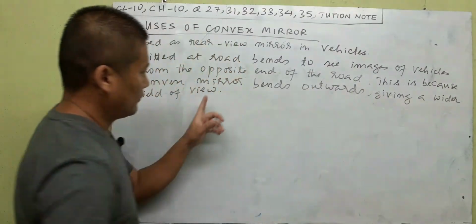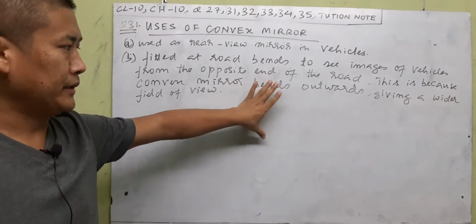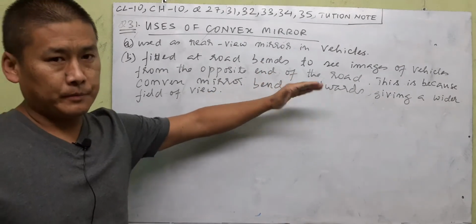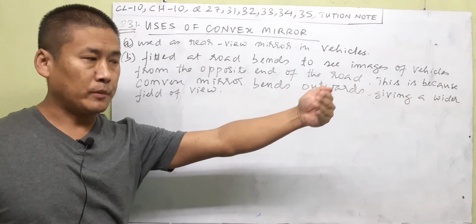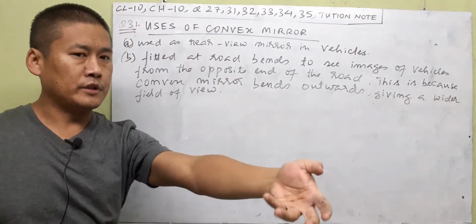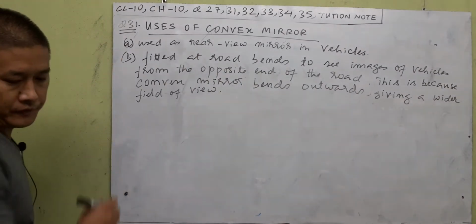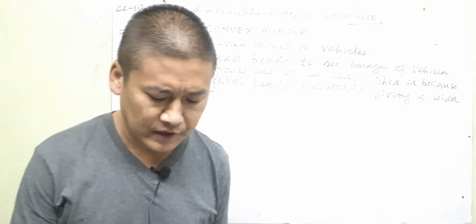If you go towards Josoma in Kohima, you see a good number of these put at bends. Josoma village, or even at Raj Bhavan there is one, towards the lower side of Raj Bhavan. So you can actually experience it if you go there. So these are the two main uses of convex mirror.